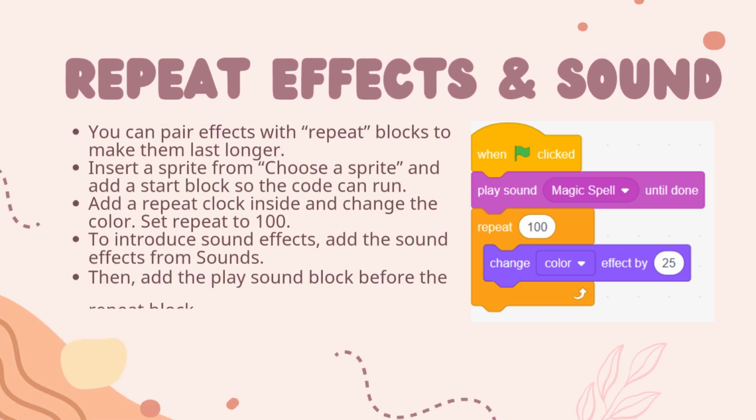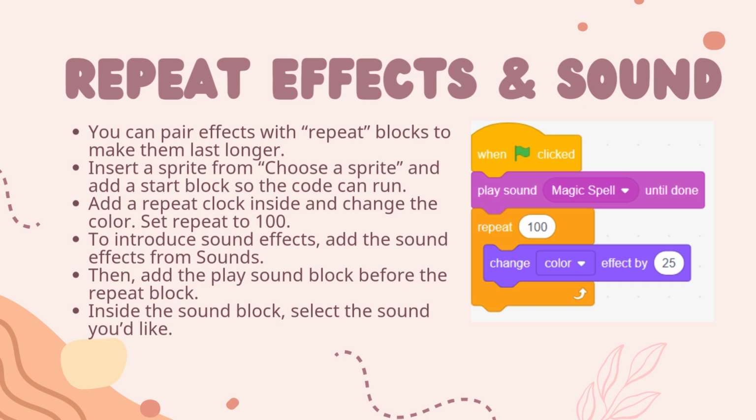To have our effects last longer, we can pair them with Repeat blocks. To experiment with it, insert a sprite from the Choose a Sprite icon and add a start block for the code to run. Add a repeat block inside to have our effect last longer and change the color. Set the repeat to 100.